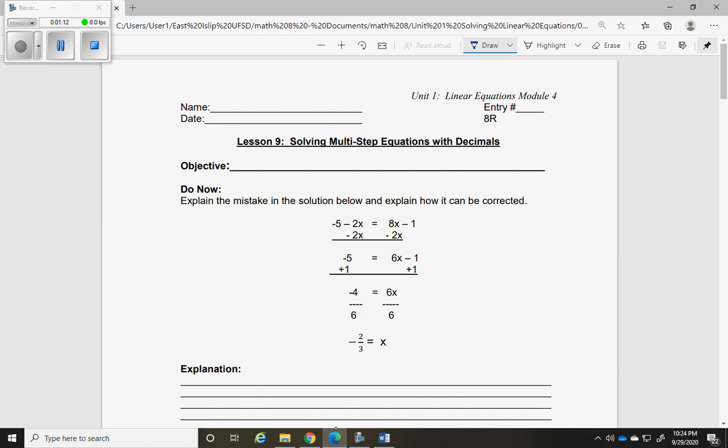So let's see. On this very first step here, if the person solving it is trying to get rid of this minus 2x, right here it should have said plus 2x. They should have added 2x to both sides, not subtracted it. In the first step, you should add 2x to both sides, not subtract.